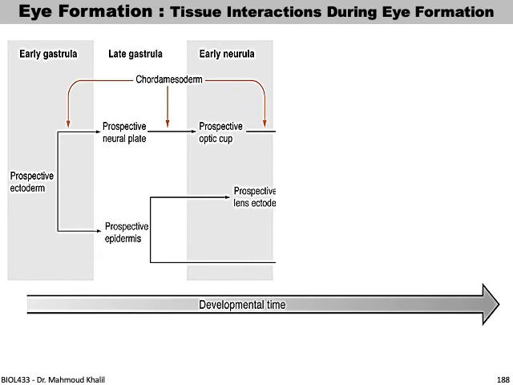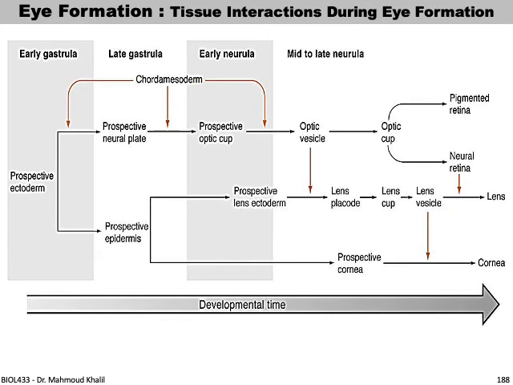In this synopsis, you can see how the eye is formed through the developmental stages of the mammalian embryo. The prospective ectoderm in early gastrula is differentiated into the prospective neural plate and the prospective epidermis in the late gastrula. Starting from early neurula, the prospective optic cup is formed and the prospective lens ectoderm. These stages are being activated by the presence of the chorda mesoderm.